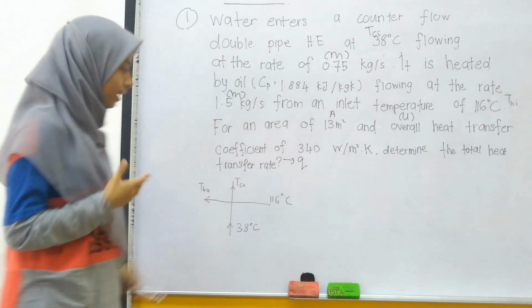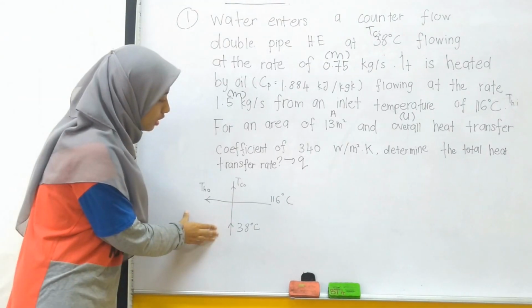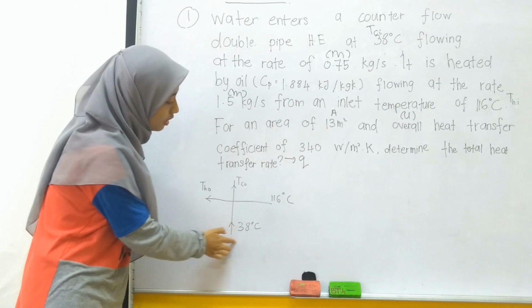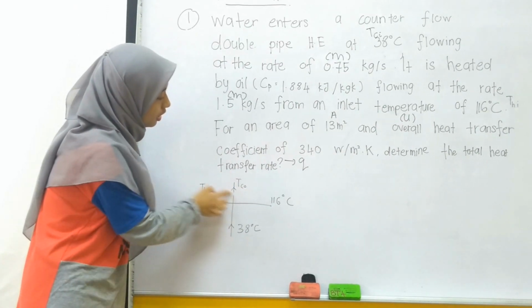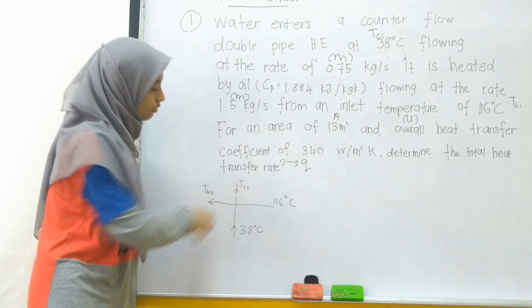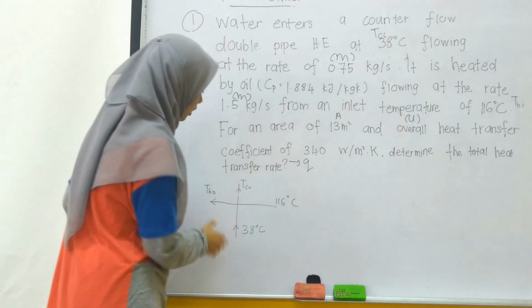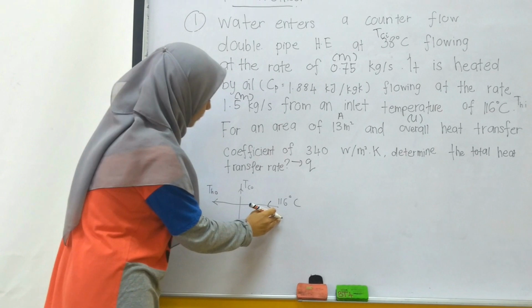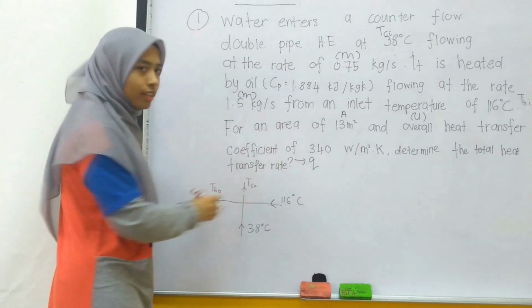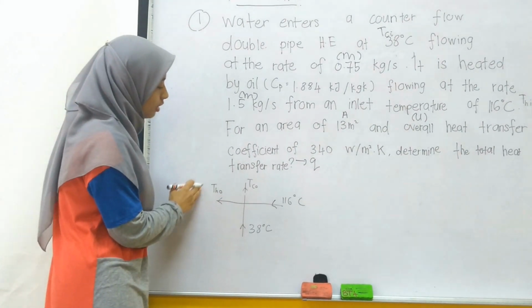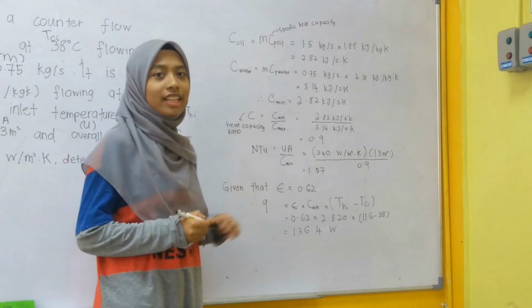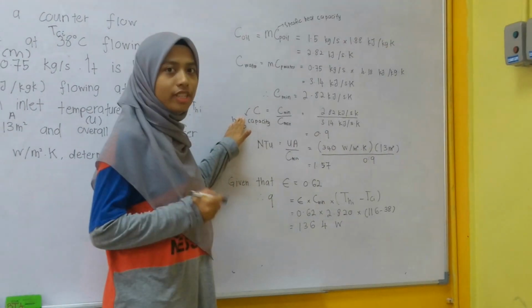So this is the diagram, which is the cold fluid in the 38 degrees Celsius, and this is for the temperature cold fluid for the outlet, and this one is for the inlet, temperature inlet for the hot fluid, and this one is the temperature outlet for the hot fluid. So this is the calculation for the question.